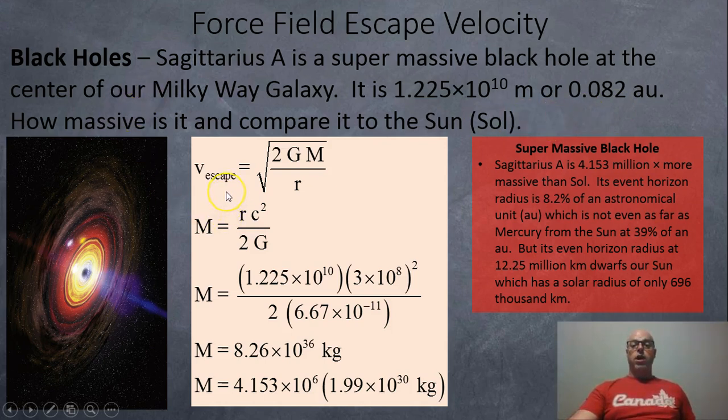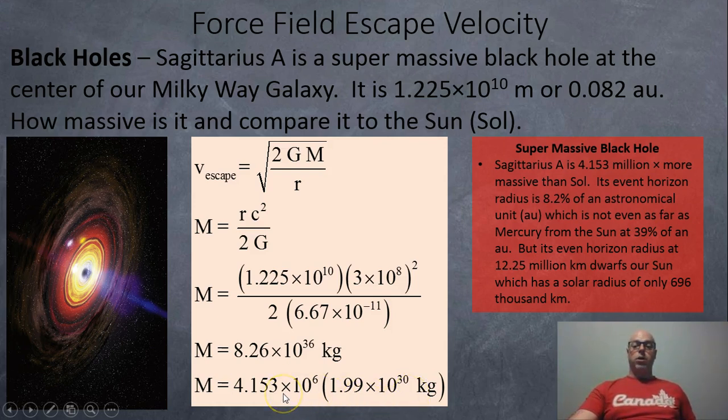So, to find the mass of this supermassive black hole, we're just going to take our equation and rearrange it. So the mass is going to be the radius times the speed of light squared divided by 2G. And the mass of this black hole is 8.26 times 10 to the 36 kilograms, which is 4.153 times 10 to the 6 times more massive than our Sun, which has a mass of 1.99 times 10 to the 30.